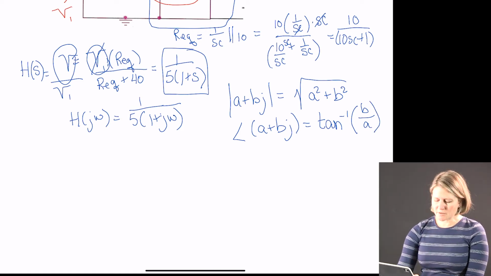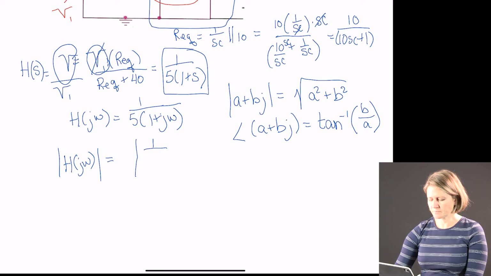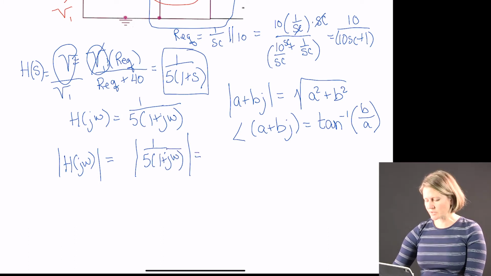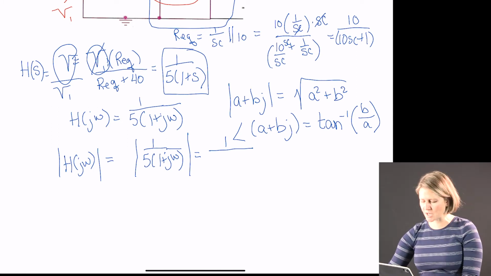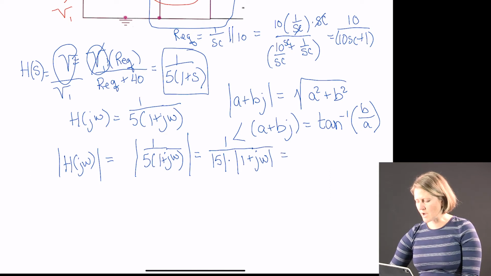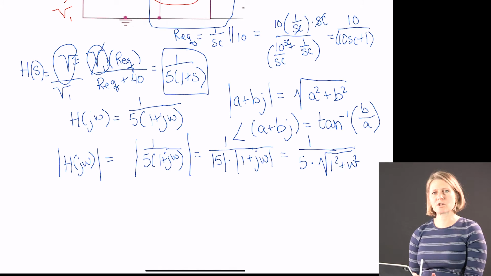So plugging that in, for H of j omega, if we take the magnitude, we're going to take the magnitude of the whole quantity, which means the magnitude of 1 on the top is still 1. Then, if we have any components, we know that the magnitudes of each of those components can be multiplied together, so we can separate the magnitudes. We could take the magnitude of 5 and multiply it by the magnitude of 1 plus j omega. In that case, it would be 1 over 5 times the square root of 1 squared plus omega squared. And now we have the magnitude as a function of omega.